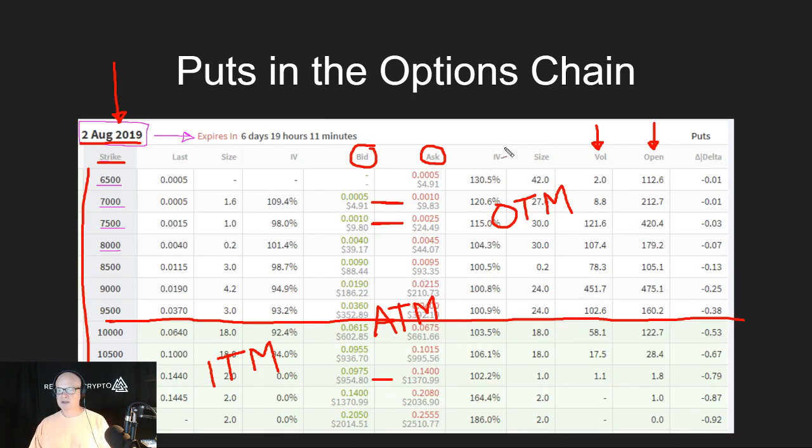Now, some of these fields that are on here, quite honestly, let's not worry about these too much just yet, just because they're going to confuse you if I start talking about implied volatility and things like that. So don't worry about that for right now, but we will get to that down the road. So these are what puts look like in the option chain. Remember, there is an expiration date. So here's the EXP, expiry or expiration date, 2nd of August.